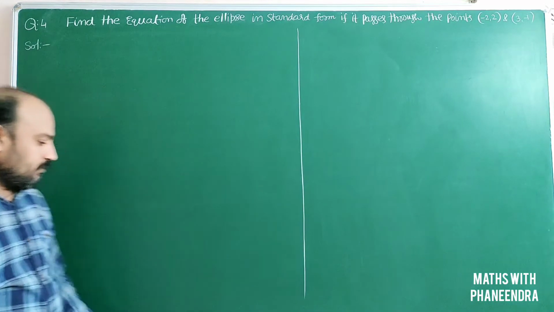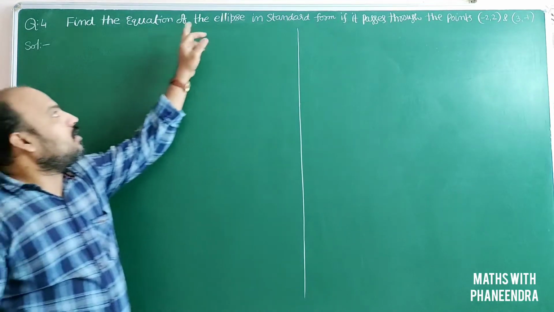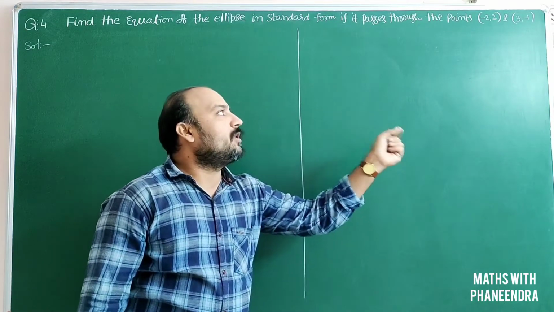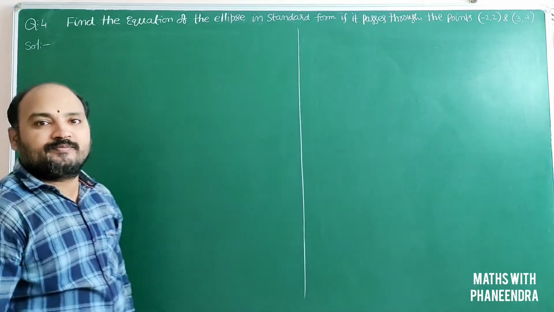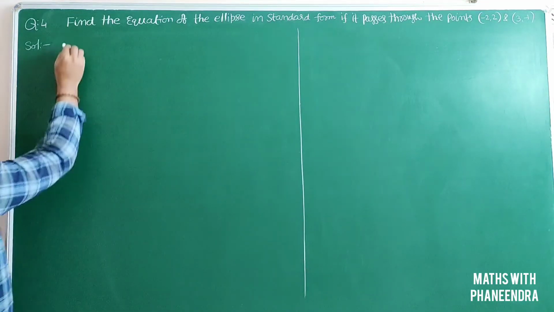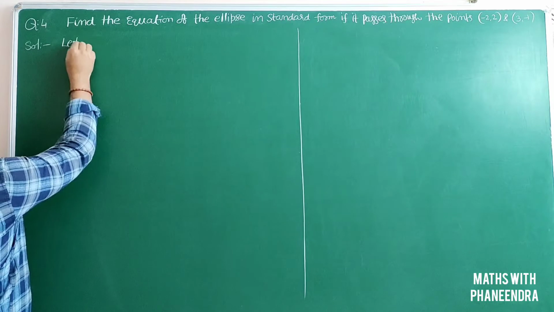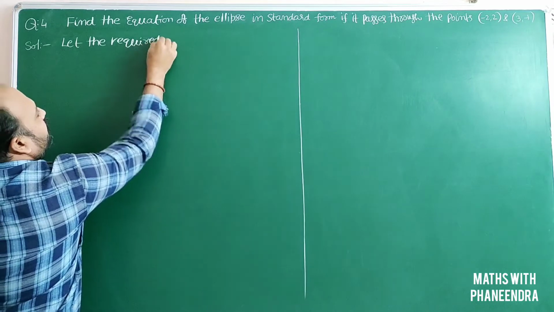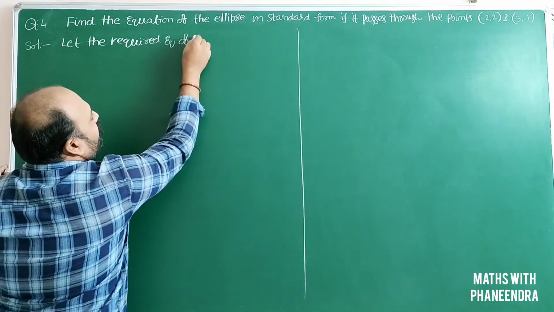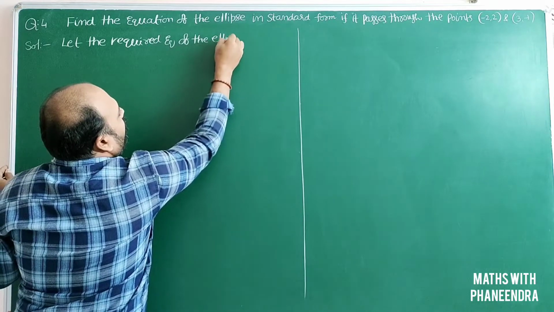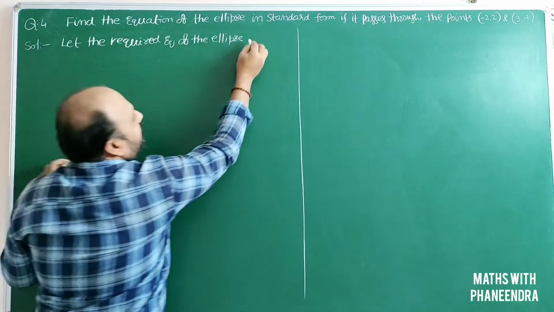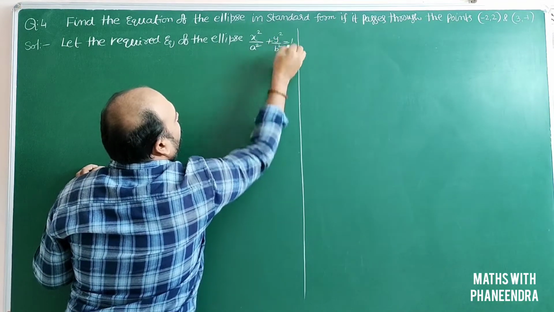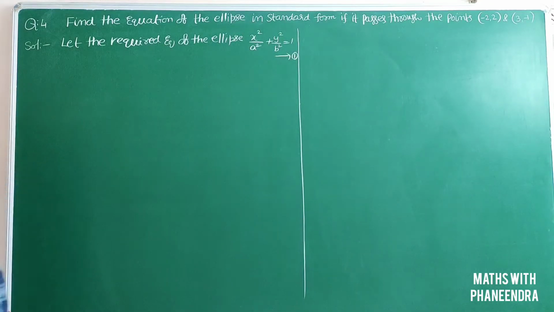The next question. Find the equation of the ellipse in standard form if it passes through the points (-2, 2) and (3, -1). See here, let the required equation of the ellipse, which means standard form only, be x square by a square plus y square by b square equal to 1. Put that as equation number 1.